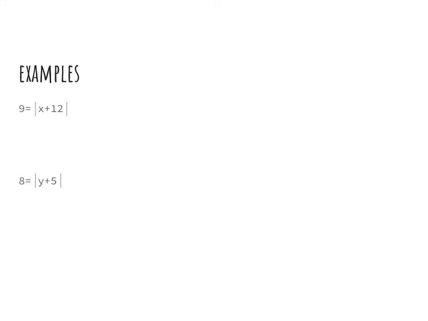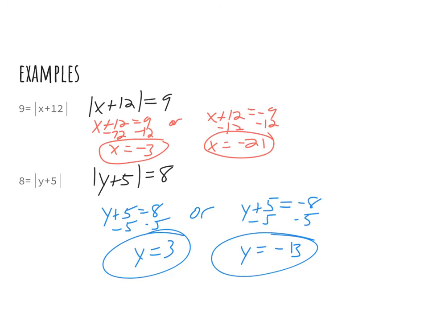Go ahead and pause the video and get these two worked through, and then hit play and see how you did. Alright, so for this first one, I used the symmetric property and wrote it with the absolute value on the left because the variable is inside and we like the variable on the left. So I rewrote it as the absolute value of x plus 12 is equal to 9.